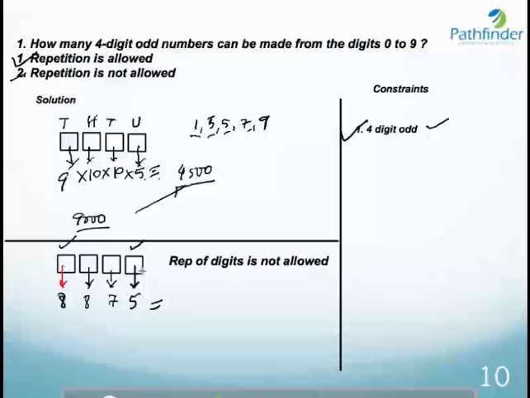And once again, we have to fill the units, the tens, the hundreds and the thousandth place. Therefore, we will multiply here and our answer is 2240.